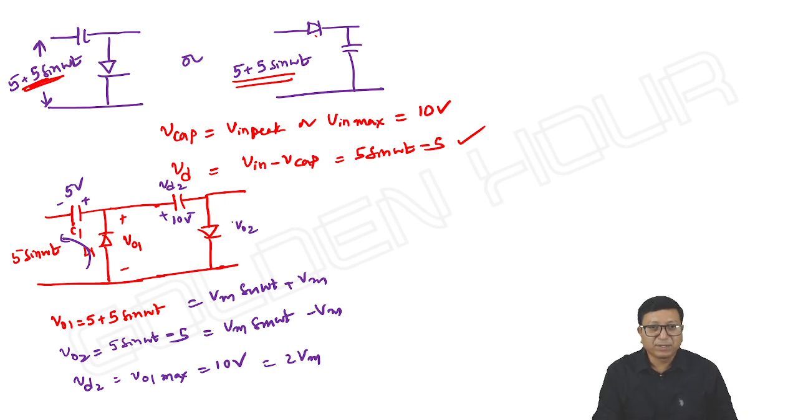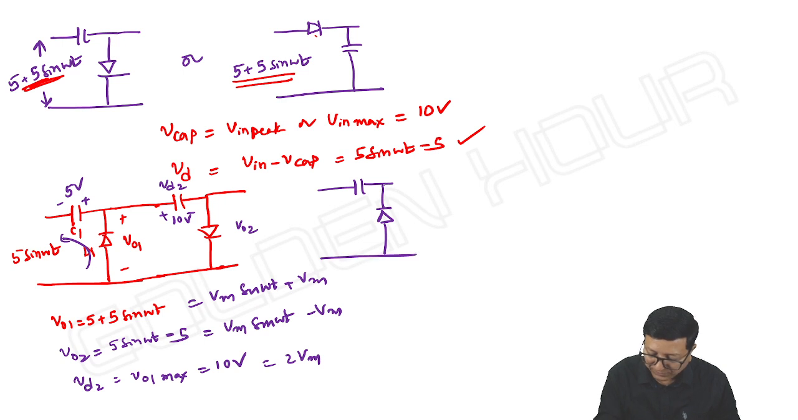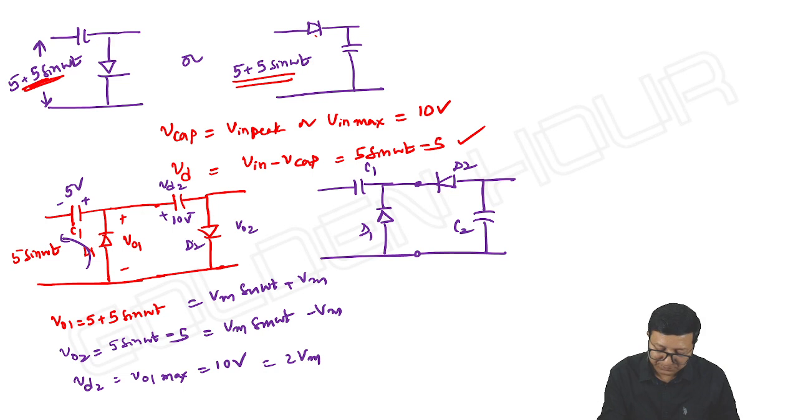It looks like VO2 here, but what I am expecting is only DC. So better what we can do, let us take this circuit, positive clamper, and interchange the positions of diode and capacitor, D2, C2. C1, D1, D2, C2. Okay, it's not VD2, it is VC2.